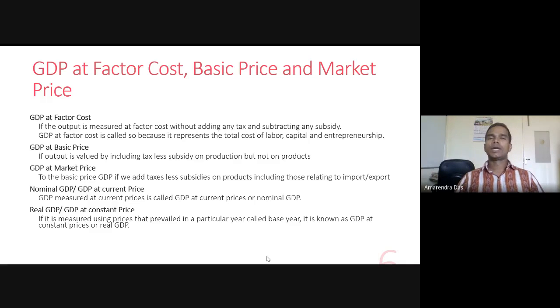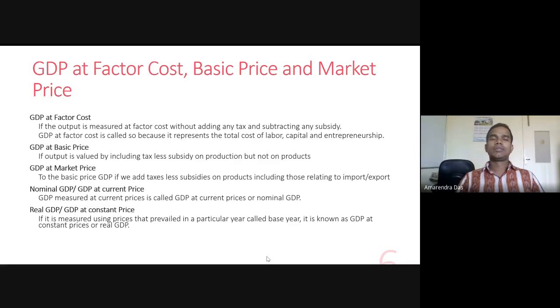That means basically we are adjusting for the changes in the prices. What we are saying is, if some commodity is 100 rupees today, what was the value of this commodity in the year 2011-12 or in that particular base year? So that is basically GDP at constant price. If it is measured using the price that prevailed in a particular year called the base year, it is known as GDP at constant price or real GDP.